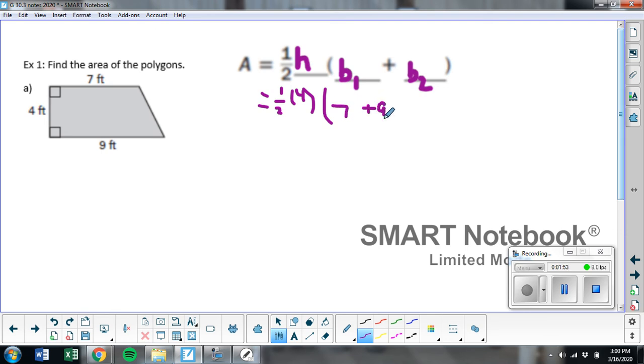Sorry about the writing, it's going to just be sloppy because I don't have a smart board to do it well. Go ahead and type all that in, you're going to get 32 feet squared. Your area is always going to be something squared, feet squared, inches squared, because this is in feet.